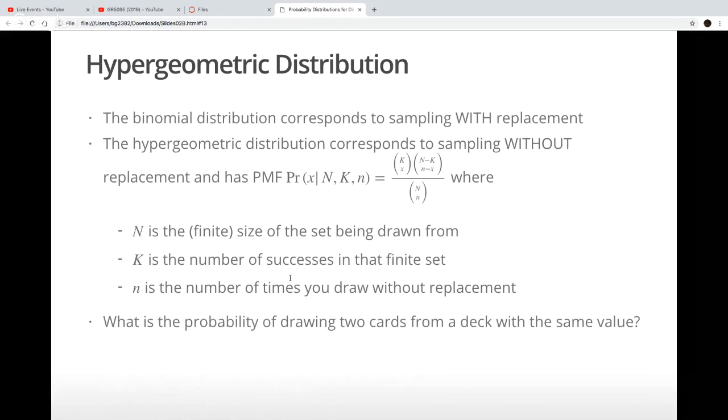So if we have a shuffled deck of cards and you deal like 2 to yourself, what is the probability that those 2 cards are going to have the same value? How would we work out what that is?